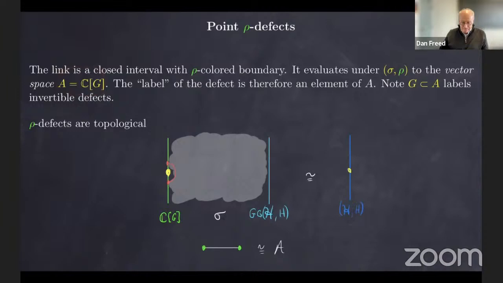So in other words, what labels this defect, or what is the defect supported on this point, is an element of the algebra A. So in particular, it might be a group element. Those are units in the algebra. But there are plenty of non-units as well. And so those transport the point defects here, and those are definitely topological. And that's the usual statement that a group defect is given by a codimension one submanifold labeled by a group element. So those are among these defects.